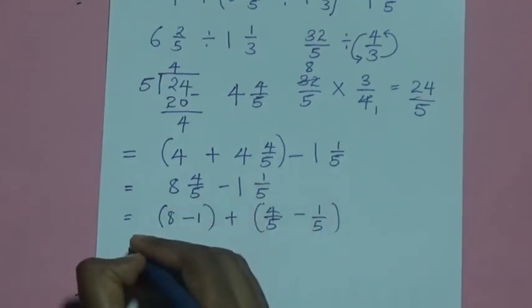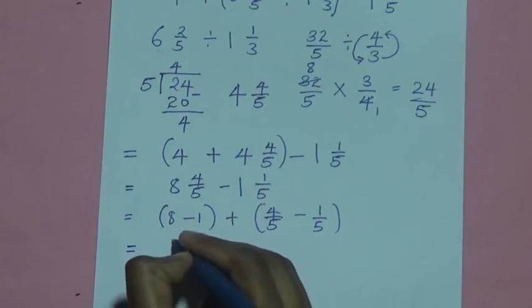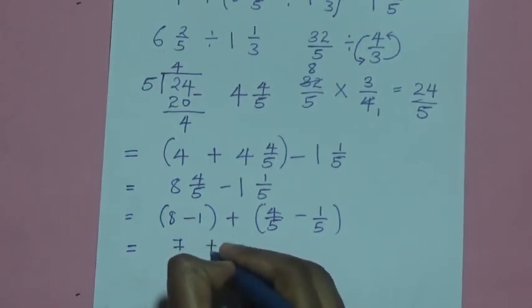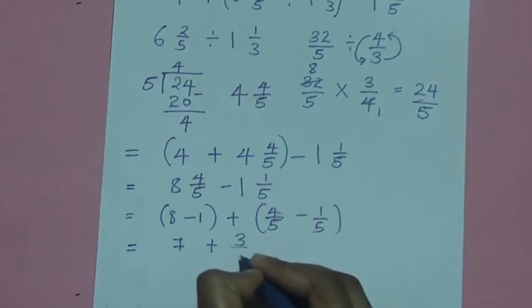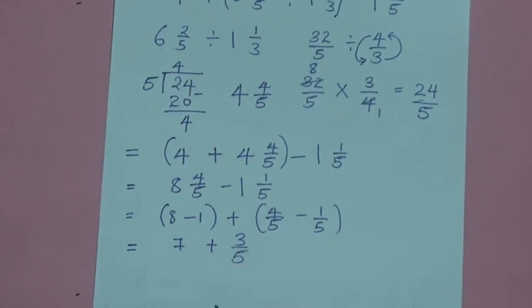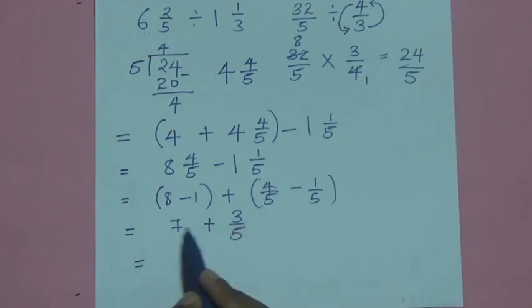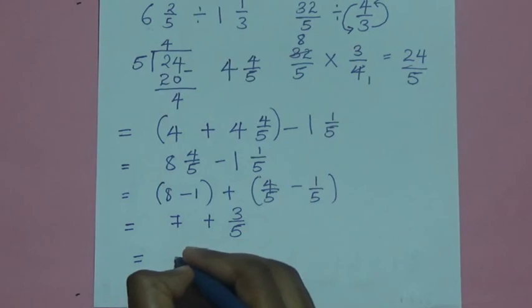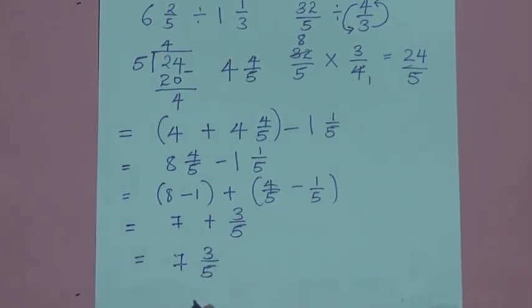Now we can work this out. 8 subtract 1 will give us 7, plus 4 over 5 minus 1 over 5 will give us 3 over 5. So the final answer will be 7 add 3 over 5, which gives us 7 and 3 over 5. So this is the correct answer.